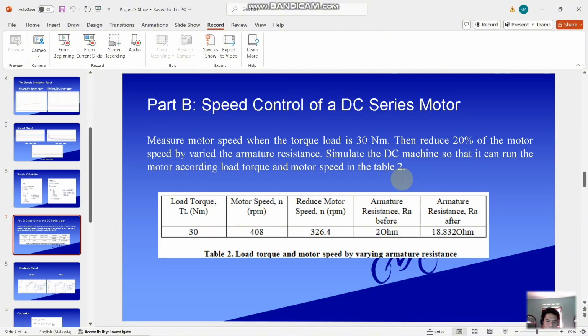We increased the emitter resistance. The new motor speed was 326.4 rpm, and the new emitter resistance value was calculated as 80.832 ohms.